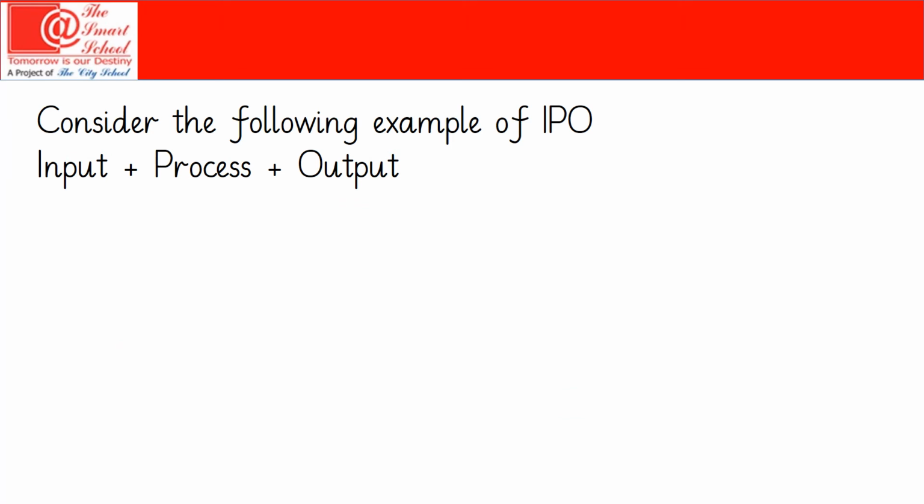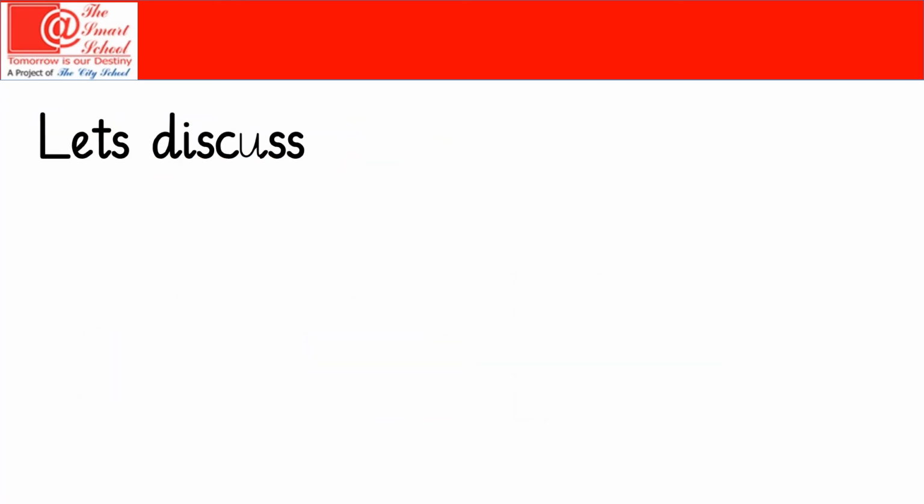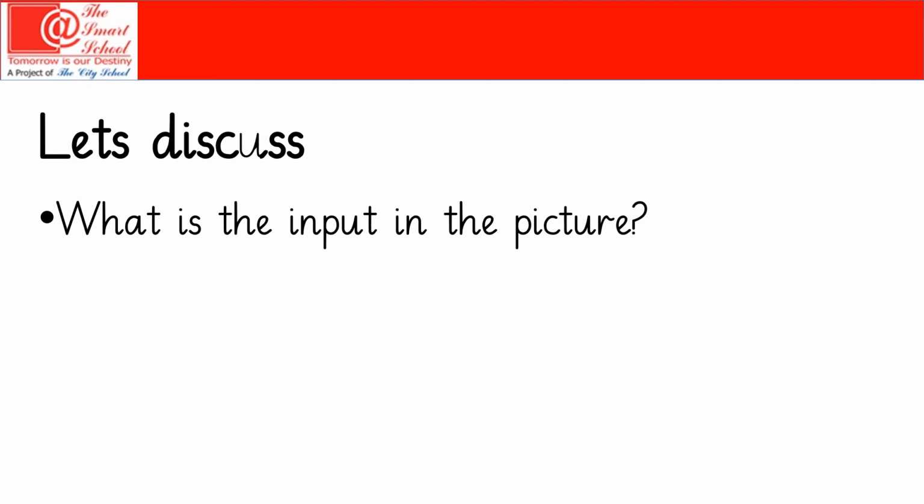Consider the following example of IPO: input plus process plus output. Watch this picture carefully and try to answer the questions that I will ask you later. Now, what do you think is going on in this picture? Keeping the picture in the mind, let's try and discuss this question. What is the input in the picture? Students, I hope that you remember the picture and you can answer this question very effectively.